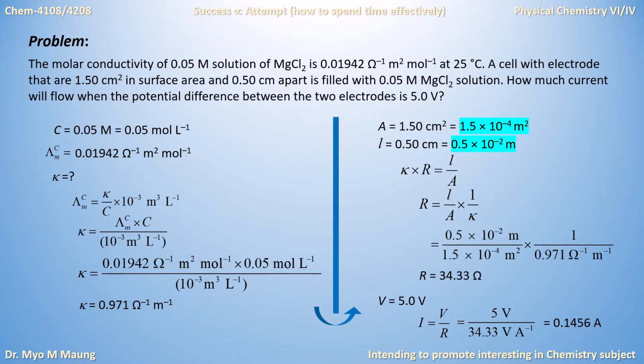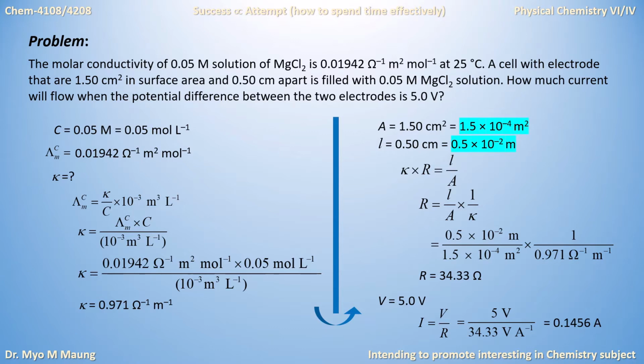Here, you must notice that 3 portions are given in the problem for the same MgCl2 solution. Firstly, molarity C and lambda molar C are given to us. So, specific conductance, kappa can be calculated from these given parameters. I think you do so. You are given area and length in the second part. But units of both must be converted into SI units.